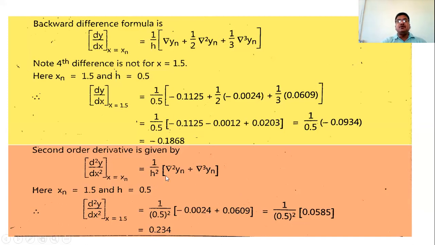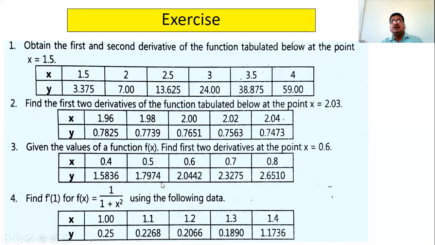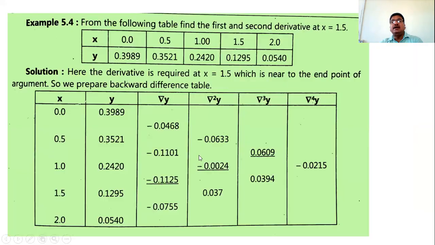So this is the problem: the point is given in the table, but it is not at the end of the values of x. It is at the end of the table, but it is not the last value of the table. The last value of x is 2.0, and we have to find at 1.5. So consider this 1.5 as a last point.